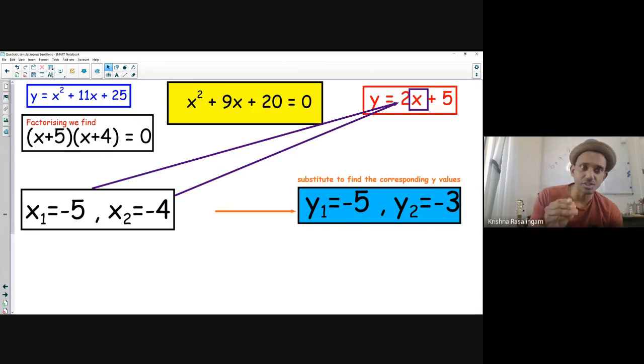So then I substitute x is minus 4 into the red equation. Where the box is, I just shove it in there. So I have to do 2 times minus 4, which is minus 8. And minus 8 plus 5 is then minus 3, which means when x is minus 4, y is minus 3.